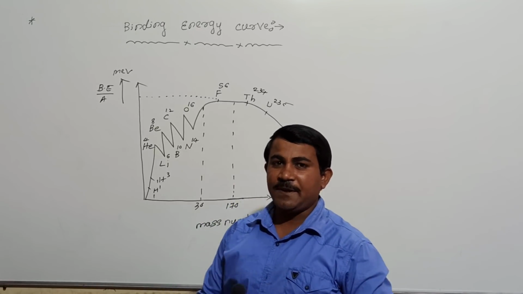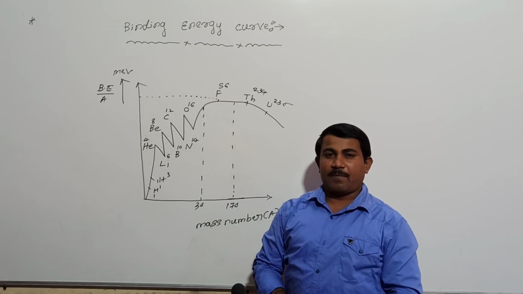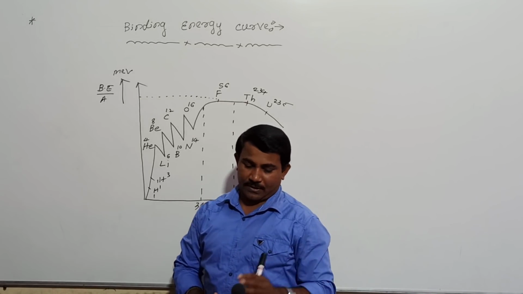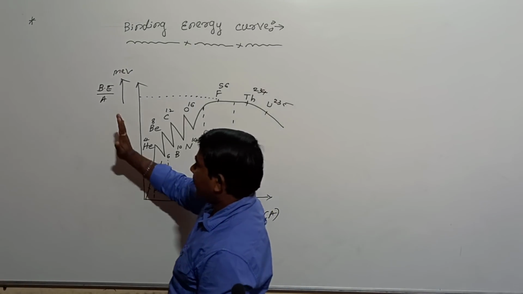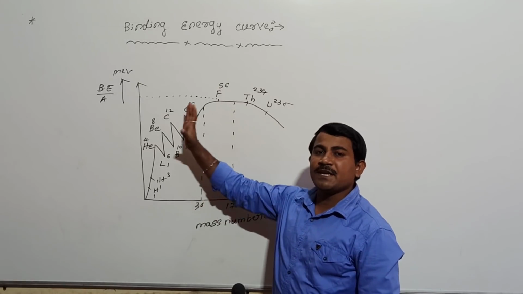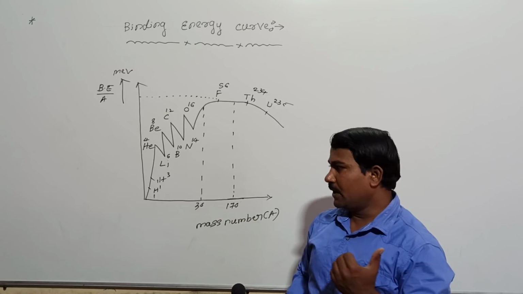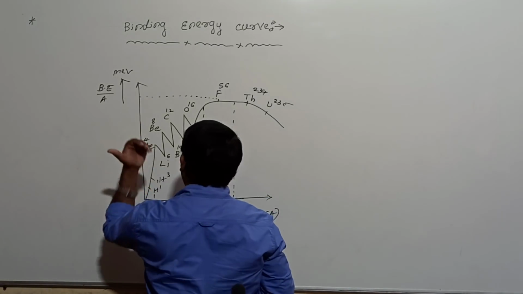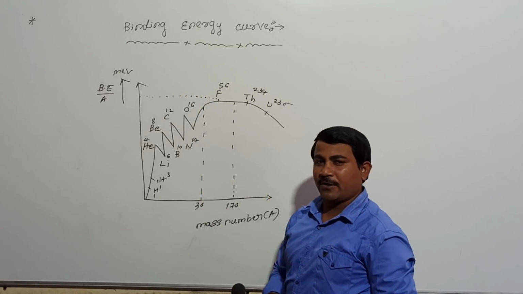Now today we will see the binding energy curve. Look at me. The graph between binding energy per nucleon versus mass number for various nuclei, that we are calling the binding energy curve. I mean, the graph between specific binding energy and mass number for various nuclei.